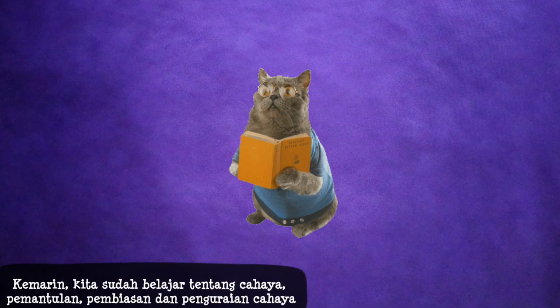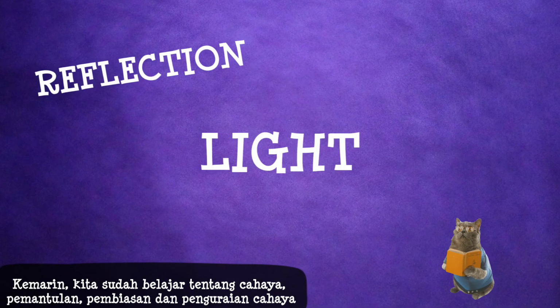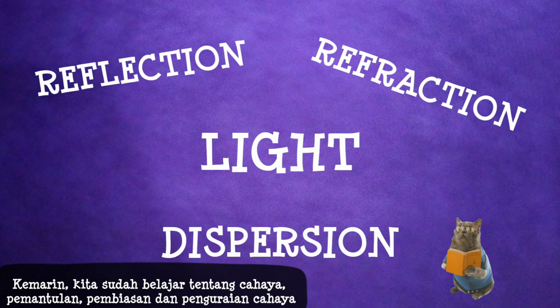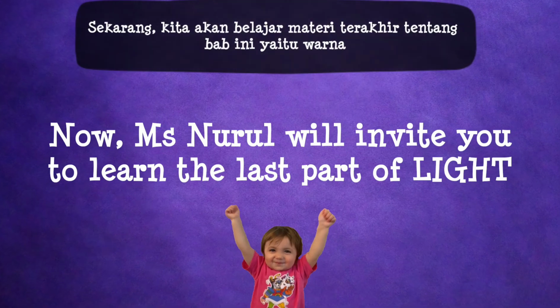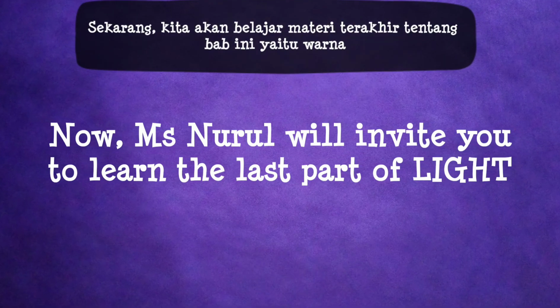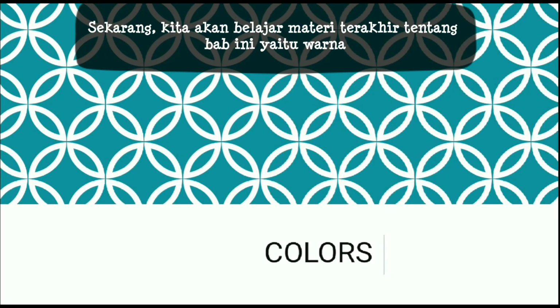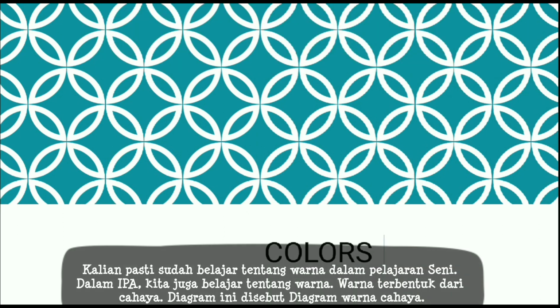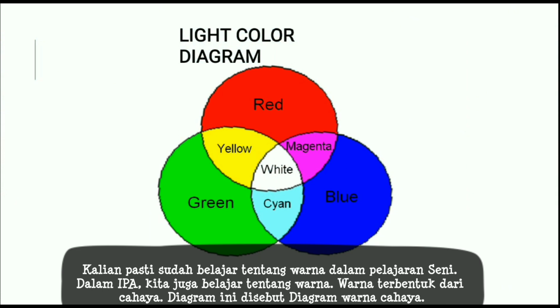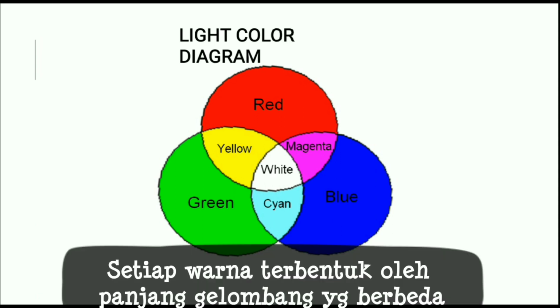Right, so yesterday we already learned about light, reflection, diffraction, and dispersion. Now we will go into the last part of the chapter, which is colors. I'm sure you already learned about colors in art, but in science we also have colors. This is made from the light, so it is called the light color diagram. Each color is made up of different wavelengths.